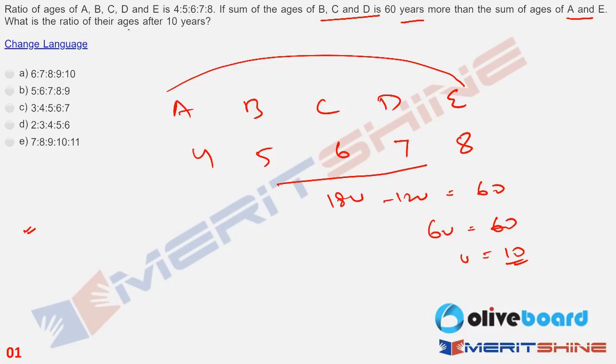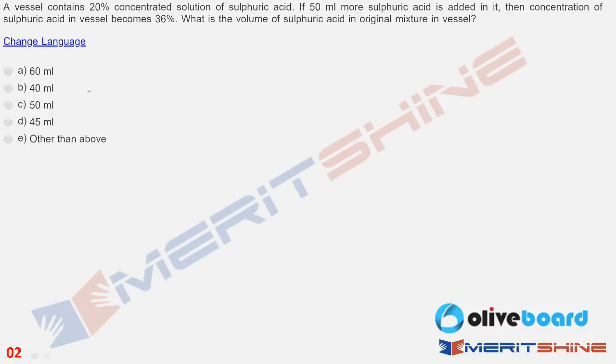What is the ratio of their ages after 10 years? So that means here, if each unit was 10, this was 40, after 10 years it will be what? 50, this will be 60, this will be 70, this will be 80, and this will be 90. I'm just telling this to explain. I'm sure you'll not be writing this in your examination. You'll just mark this and move forward. Let's look at the next question.